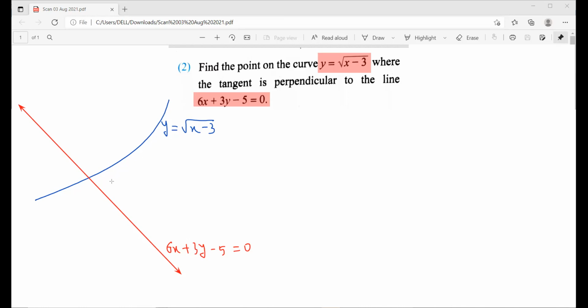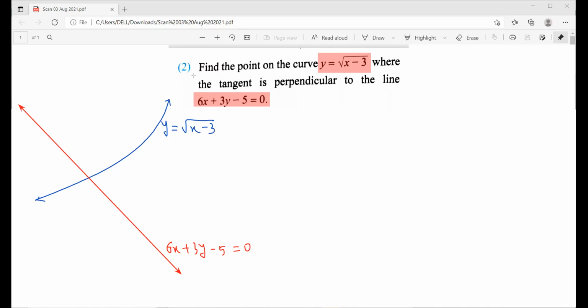Now, see, understand students that on this curve you have infinite points. There are infinite points on the curve. Now, at every point you can have a tangent, but try understanding that not every tangent you draw to the curve will be perpendicular to this line.